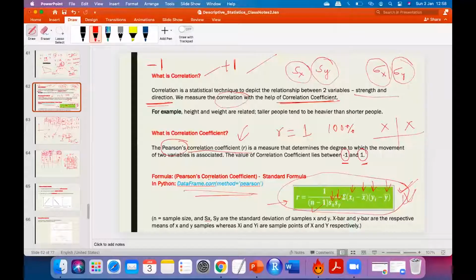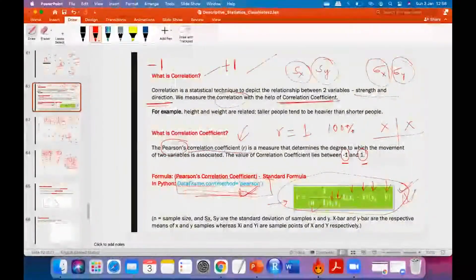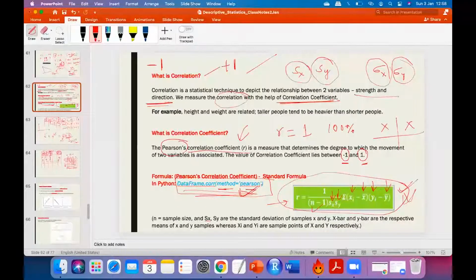What will you use? You will use this in Python. Since we are working with Pearson's correlation, we will just pass the method equal to Pearson. And this is the formula, dot corr. Corr means correlation. Is it clear?